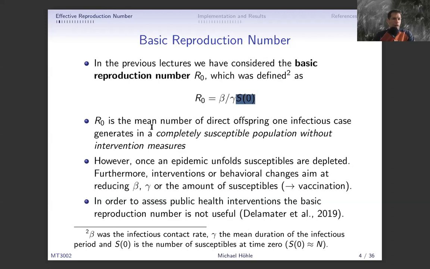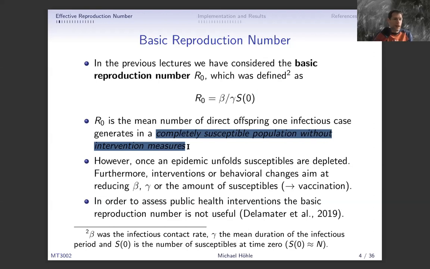So R0 was defined to be the mean number of direct offspring that one infectious case generates in, and this is important and it's often forgotten, a completely susceptible population without any intervention measures. As Tom mentioned, of course, there are societal impacts on this, so it depends very much on how individuals have contact in the population which you consider, which could be very locally different depending on how dense the population is and so on.